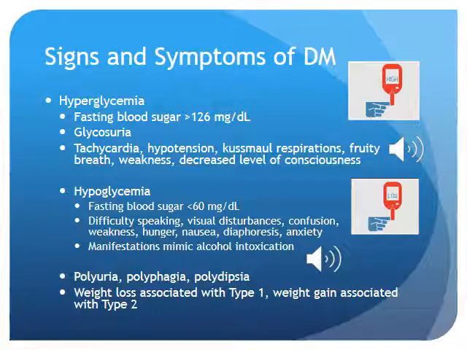For hypoglycemia, the fasting blood sugar is less than 60. The patient's symptoms will mimic the symptoms of alcohol intoxication, such as difficulty speaking, visual disturbances, confusion, weakness, hunger, nausea, and anxiety.